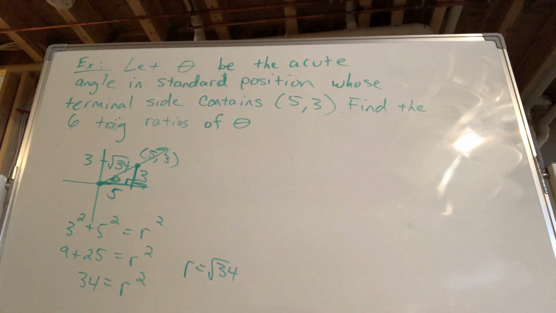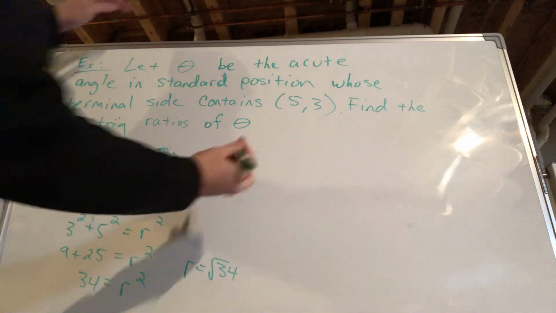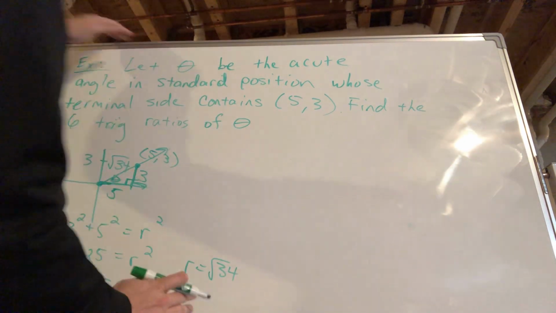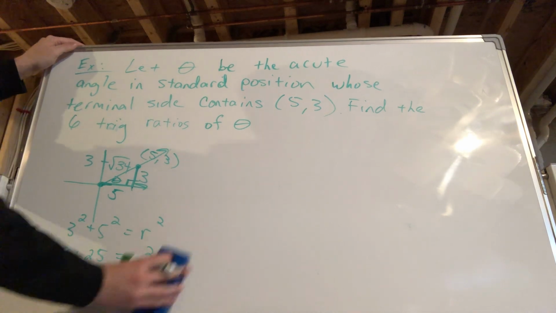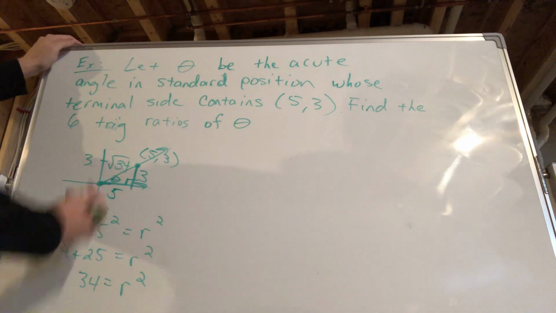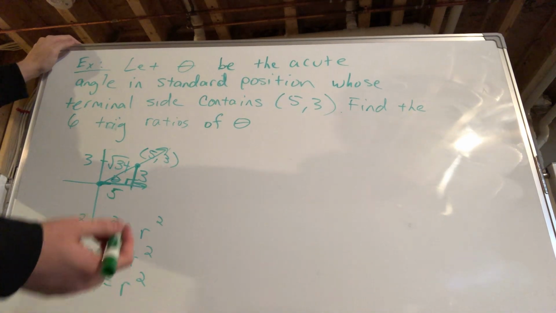Now we can do our 6 trig ratios. Shouldn't be too hard from here now that we know all 3 sides of the triangle. So let me try to write them all out. I'm not sure I'll be able to fit them on this stuff right here, but let me try to do that. So actually, let me erase this stuff first, because I might need a little bit more room. I'll at least erase that. Okay, so we know r is the square root of 34.